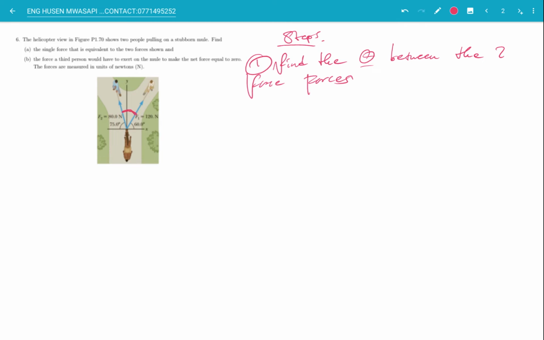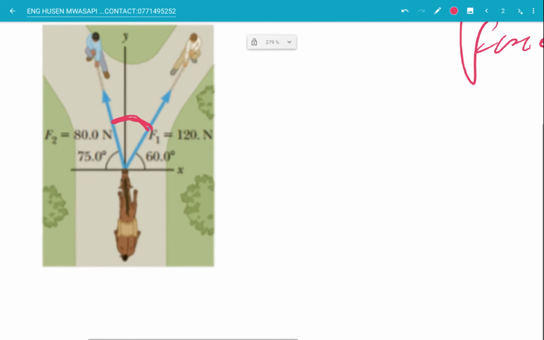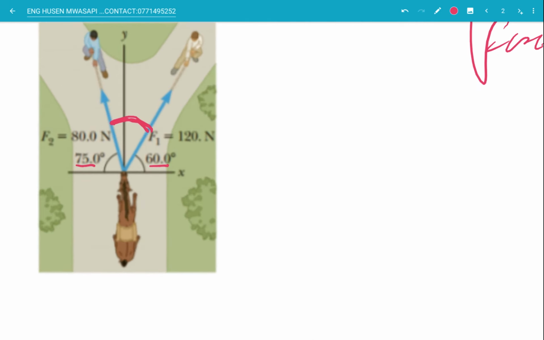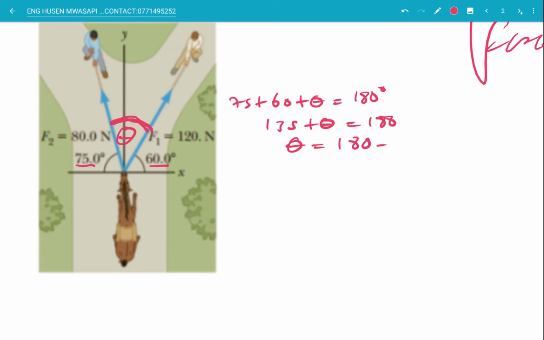So what would be this angle in between? If you look here, you have 75 and 60, and you know a straight line adds up to 180. So 75 plus 60 plus theta should give me 180 degrees. 75 plus 60 gives you 135, plus theta is equal to 180. So theta is equal to 180 minus 135, which gives you 45 degrees. Then you found the angle that you're interested in.